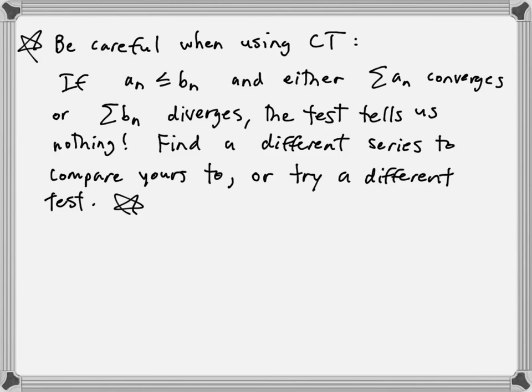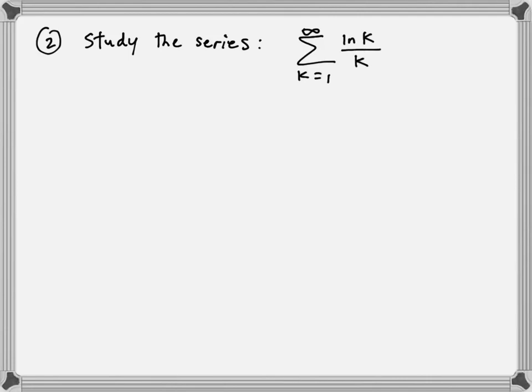So let's do number 2. This series is going to be ln of k over k, and we're going from 1 to infinity. We don't even actually need to start at 1. We can actually start at 2, right? Why? Because ln of 1 is 0, so the first term wouldn't contribute anything anyway. So let's just go ahead and start it at 2.